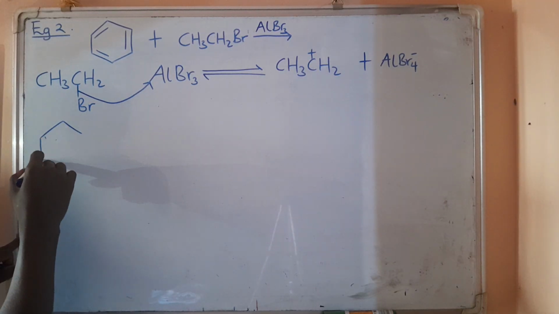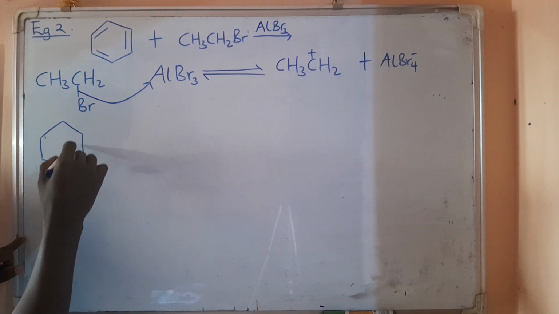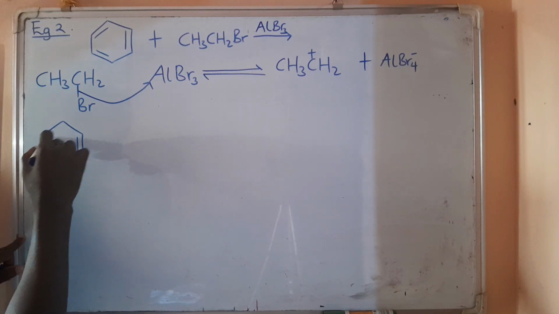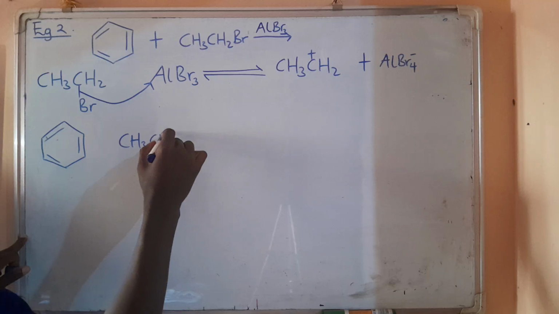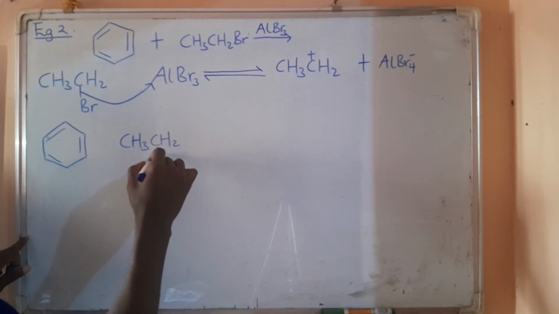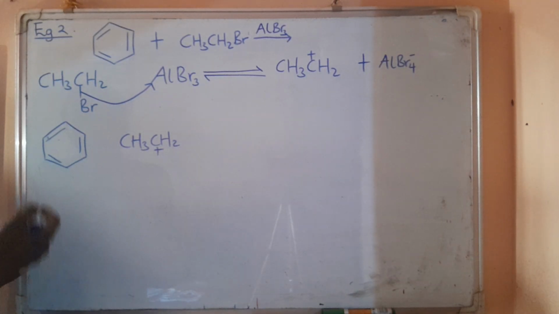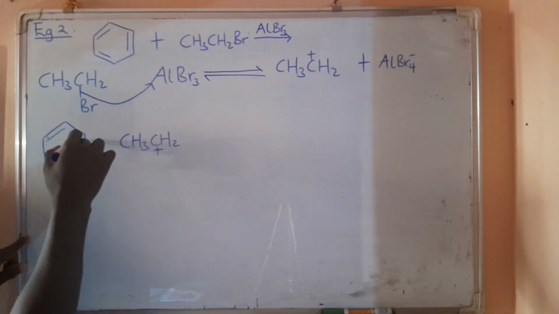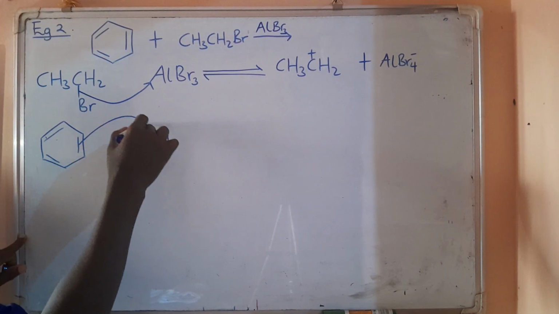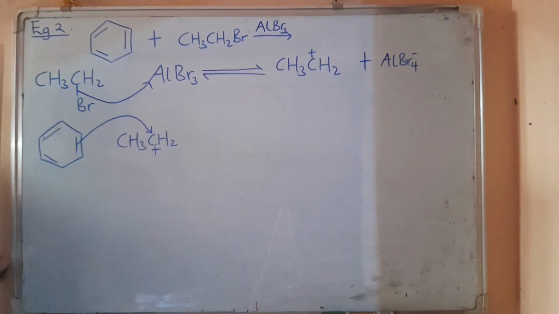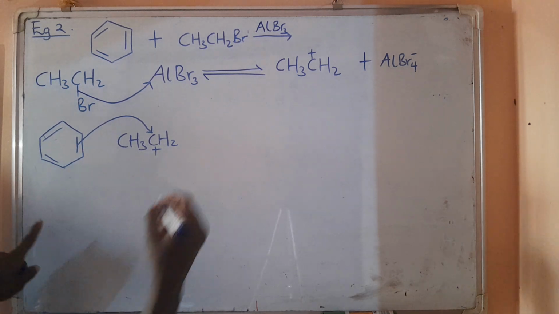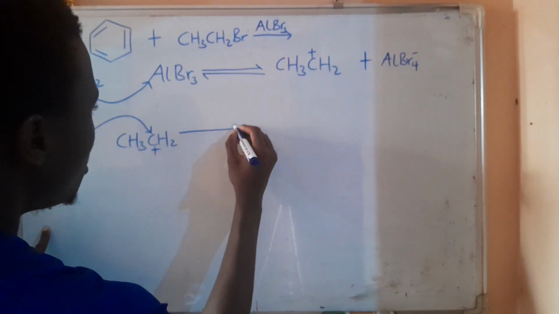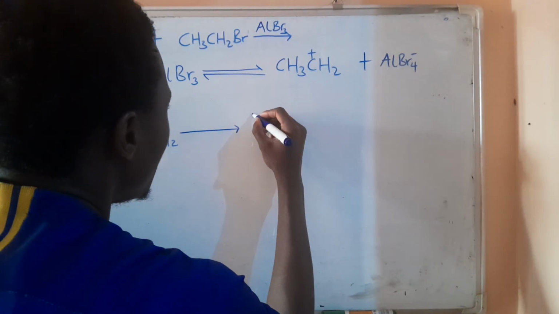Our benzene ring is going to donate electrons to our electrophile, CH3CH2. This carbon has a plus. So we shall pick electrons from one of the 3 double bonds and donate them to specifically that carbon that has a plus, because it is the one that is electron deficient, not to this one. Then we shall have the following.